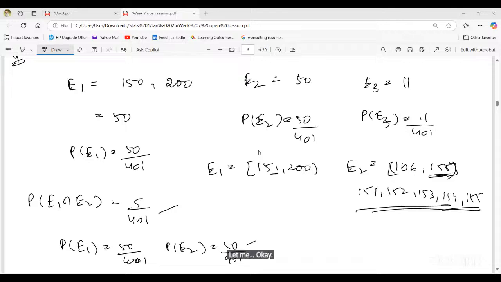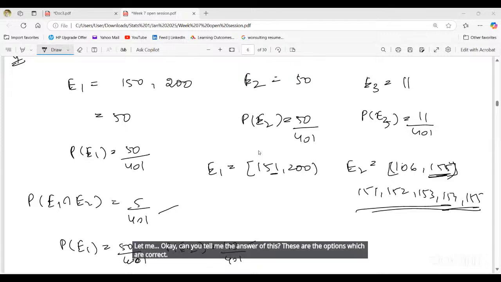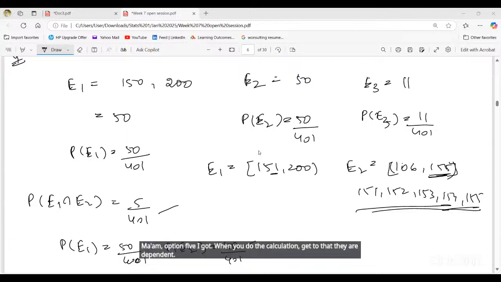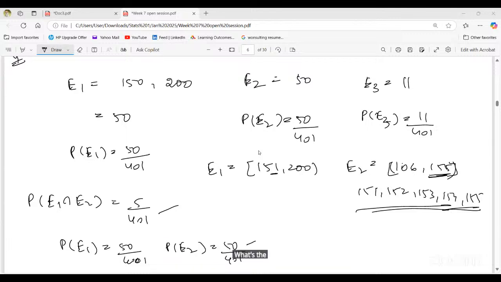Okay, can you tell me the answer of this? These are the options which are correct: options 1, 2, and 5. Ma'am, option 5 I got. Like E1 and E3, when you do the calculation, you get that they are dependent. But for E1 and E2, and E2 and E3, I don't know how they are independent.